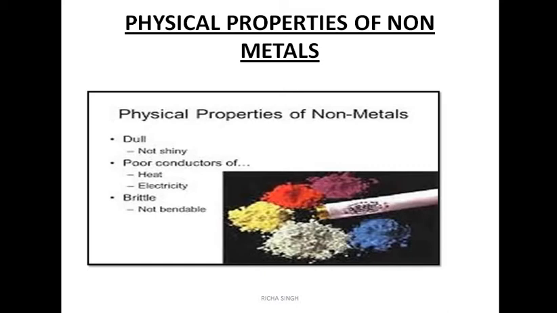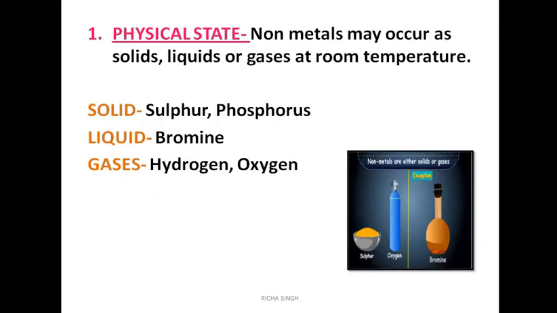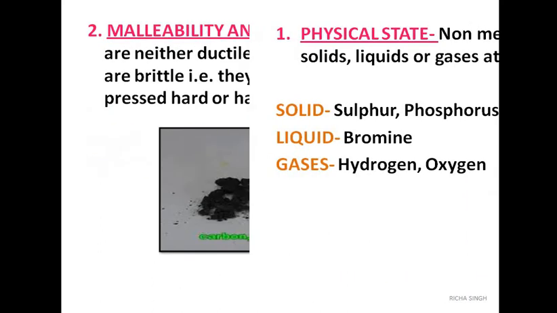Let's now compare them with some properties of the non-metals. Non-metals are generally dull, they don't have shine, they are poor conductors of heat and electricity, and they are brittle. Let's see here. Physical state. You have studied that all the metals are generally solid except mercury. But non-metals can occur in solid, liquid and gaseous form. Solid non-metals like sulfur and phosphorus, liquid non-metal bromine, gases like hydrogen and oxygen, and many more.